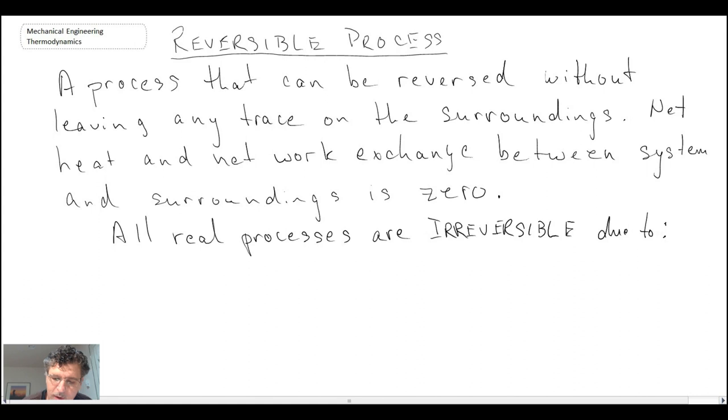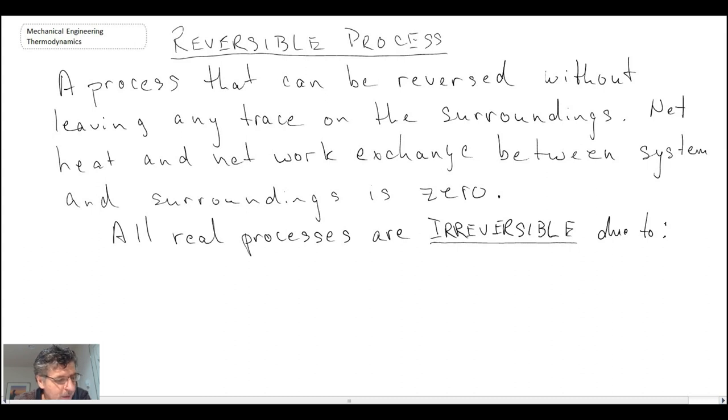Now, there are three main reasons why all real processes are irreversible. The first one is that any system we develop is going to have some form of mechanical friction. That could be friction from one surface rubbing against another. It could be pressure drop within the lines of our system with our working fluid. But we always have friction, and that represents taking energy and converting it into thermal energy. And once it becomes thermal energy, that is very difficult to recover, and it's an irreversibility.